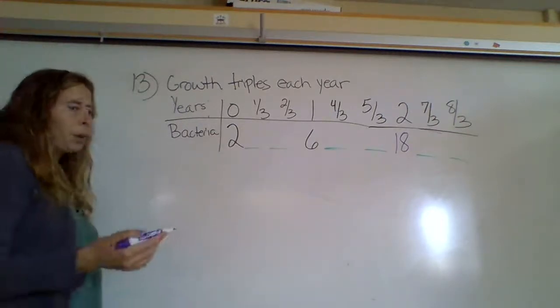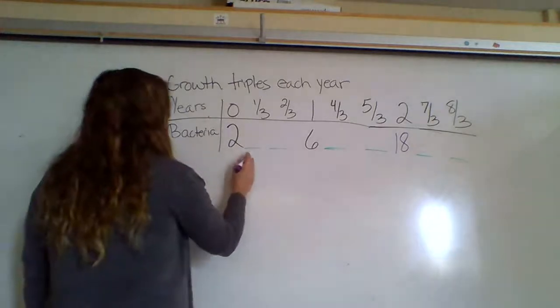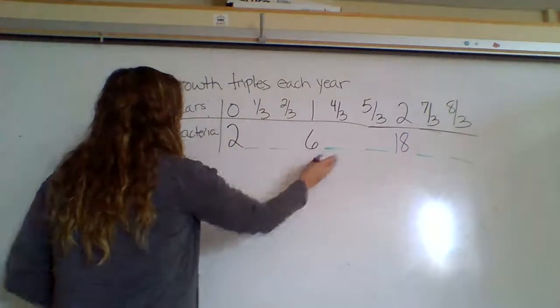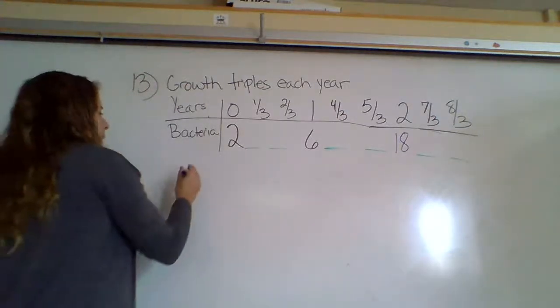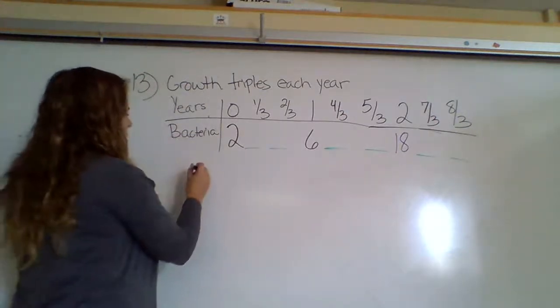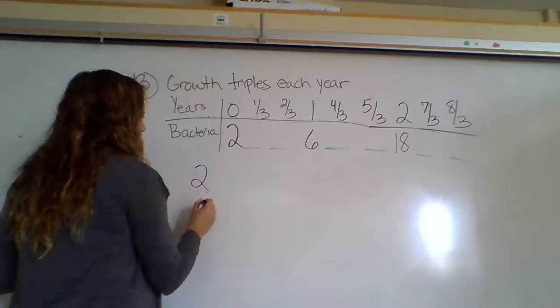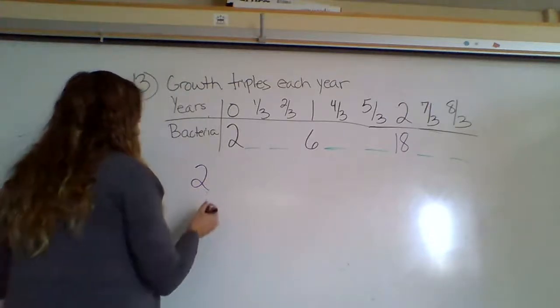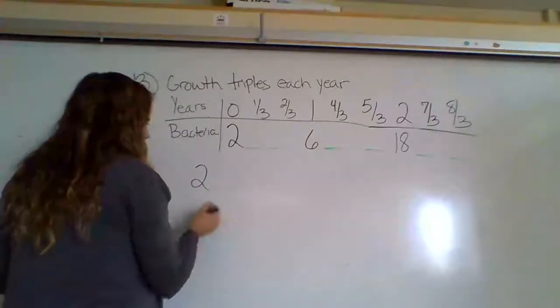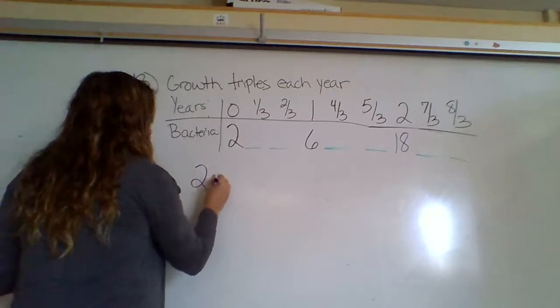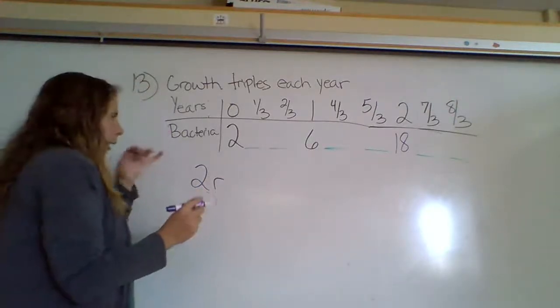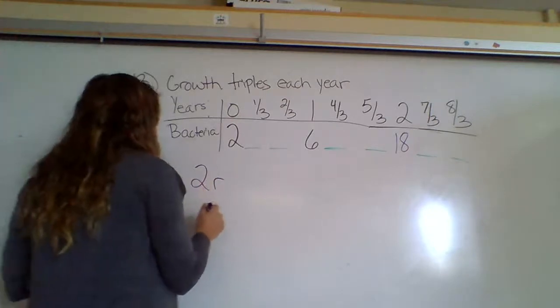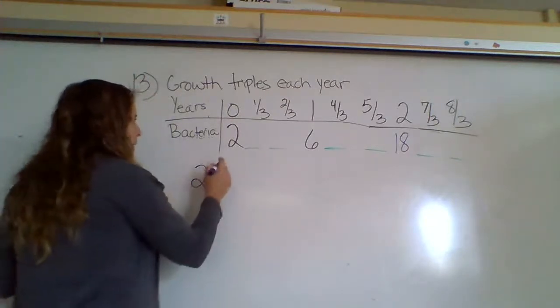So we're going to be multiplying by the same number each time. So we start at 2, and then we're multiplying by some number. Let's call it R. Okay, we're multiplying by some number R. You can pick any letter, doesn't matter. This is just for you to do the problem.